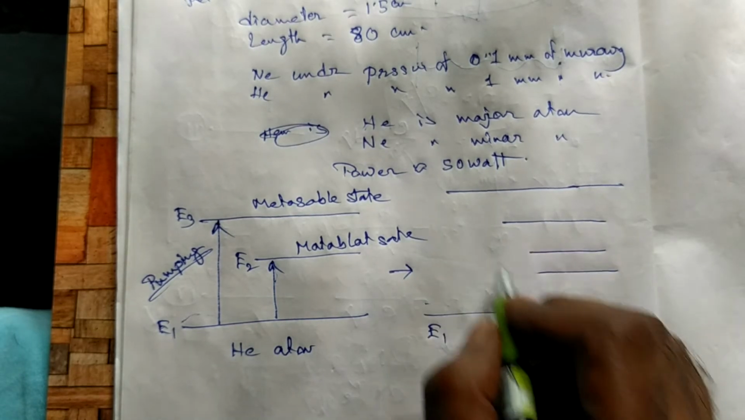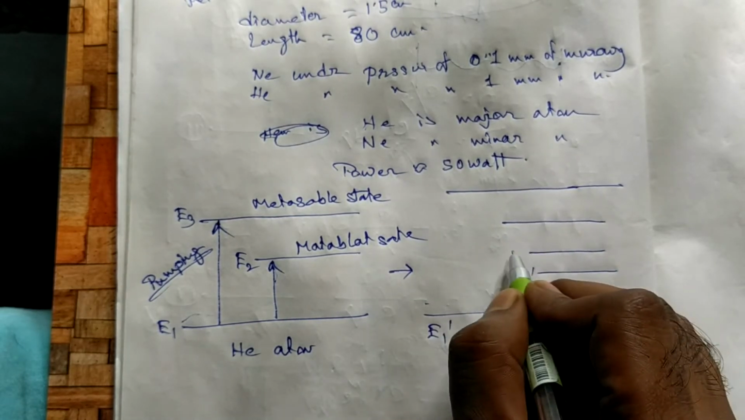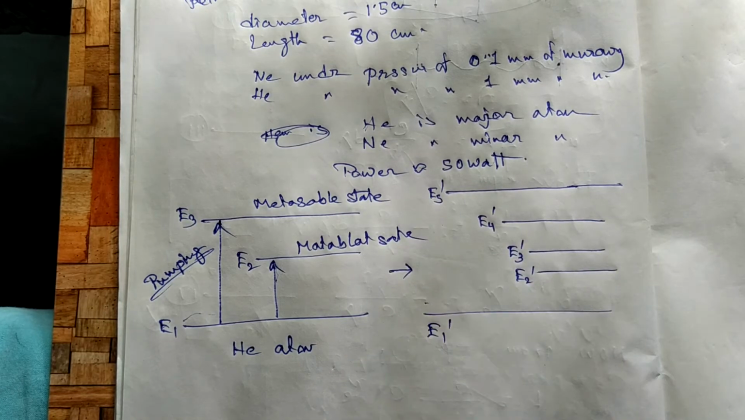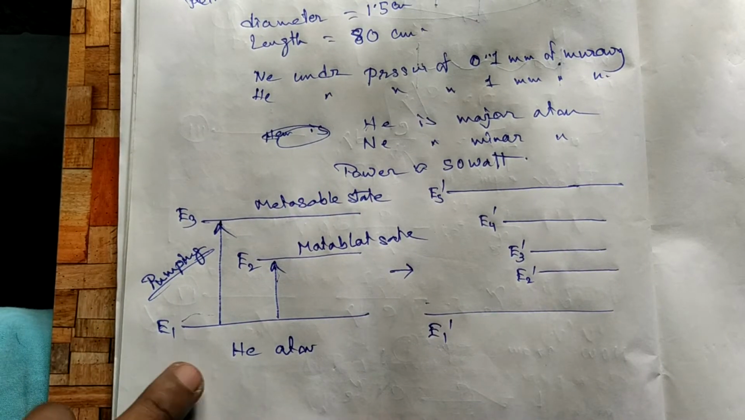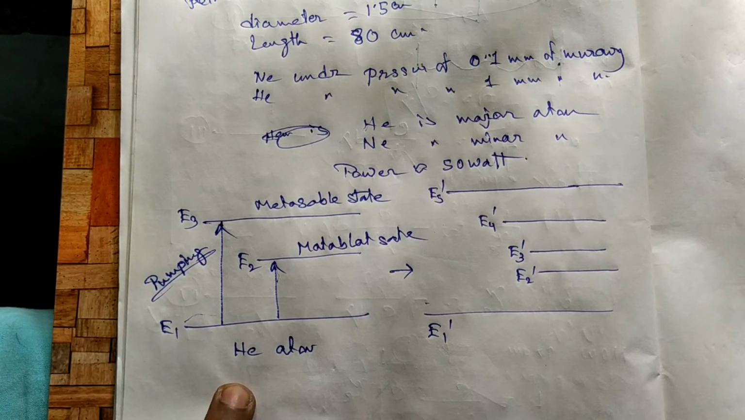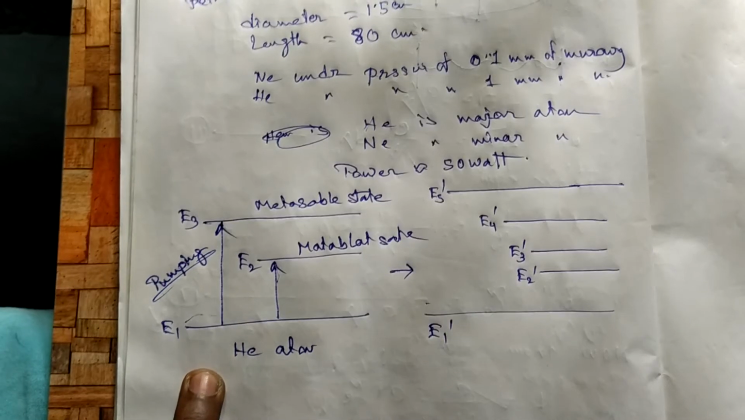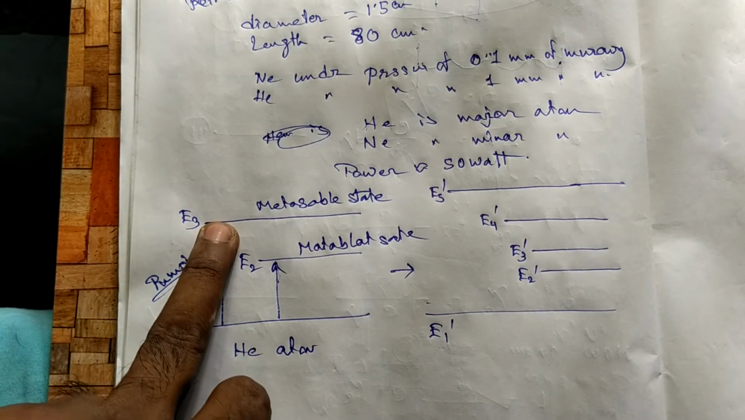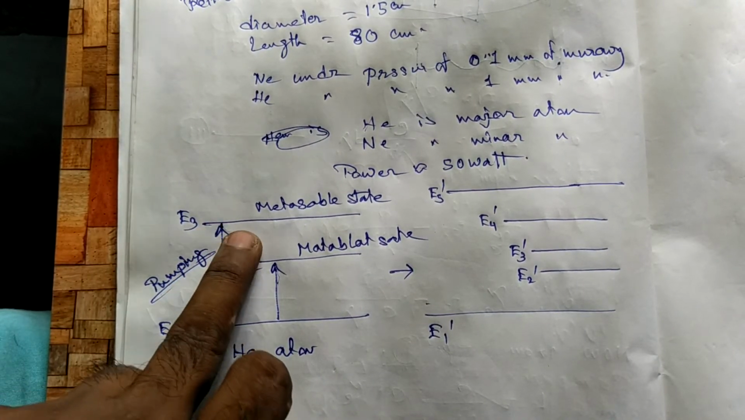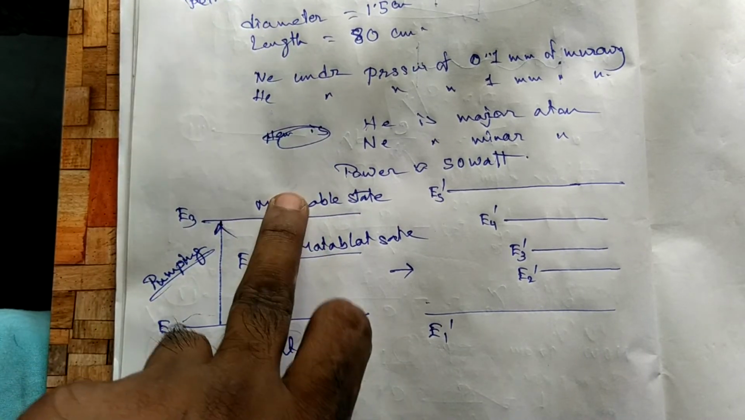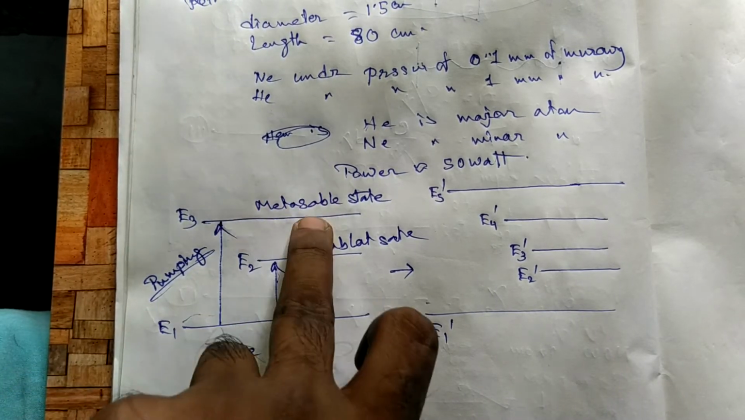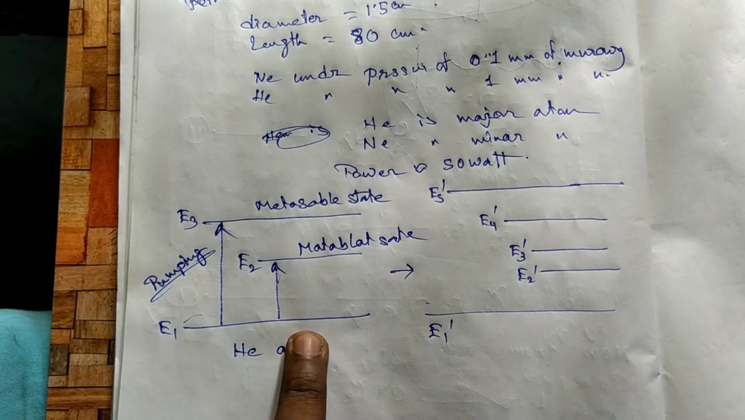So we have the E1 state, E2, E1 dash, E2 dash, E3 dash, E4 dash, E5 dash. When you put some external energy into the helium neon mixture, the majority helium atoms get the energy and jump to the higher energy state. Because of the instability, these two metastable states do not achieve population inversion. That's why the excited atom again returns to the initial lower orbit.